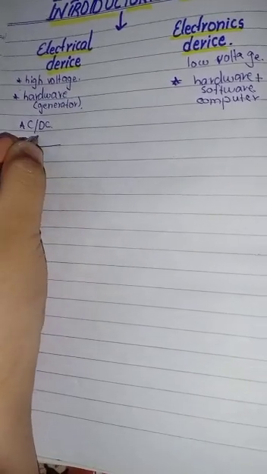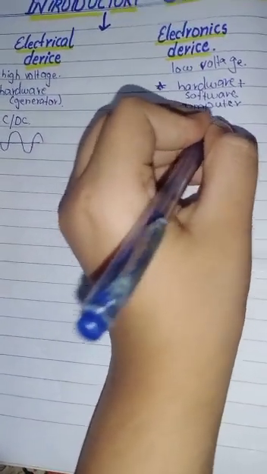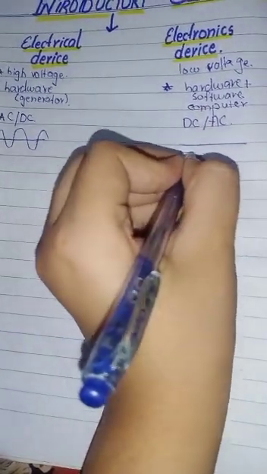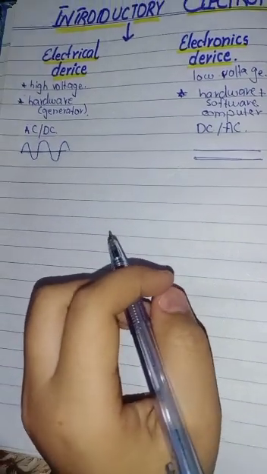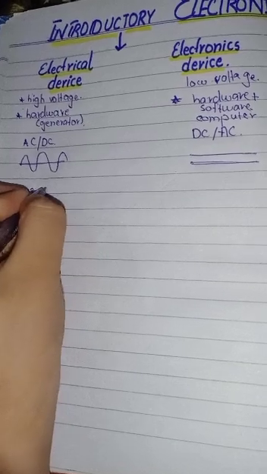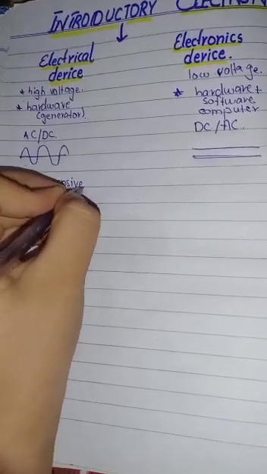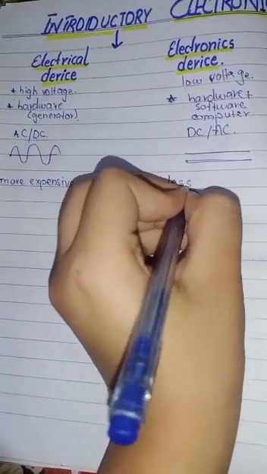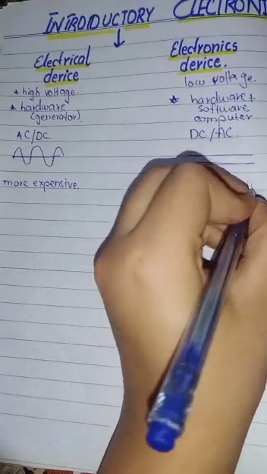So now talking about another difference, it has AC to DC. Here, in the wave form, AC is converted into DC, okay? While over here we have DC to AC, in straight lines. Okay, and talking about another difference, it is very expensive and it is less expensive, so we can write here more expensive and here less expensive.